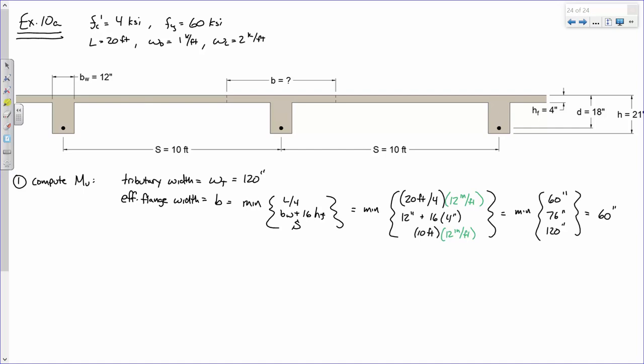So there's a difference on this problem between the tributary width and the effective flange width, right? When I'm talking about how strong this beam is, I can only use 60 inches. But how much does it have to hold up? It has to hold up 120 inches. In other words, there's a little bit of slab out here and out here that doesn't help this beam's strength, but it has to physically hold up the load. There is a difference between those two. Does that make sense?